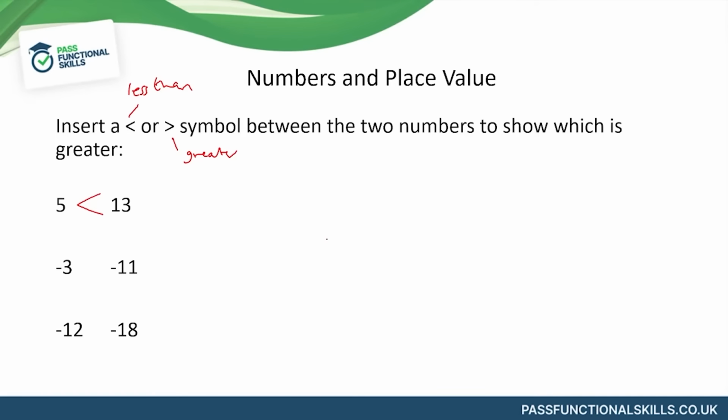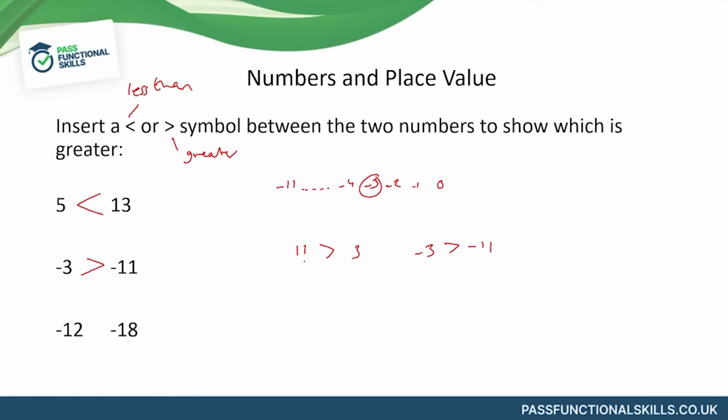Okay, right, for the next one we might want to do a number line. So 0, -1, -2, -3, -4. Keep going, we're going to get to -11. Well, we can see that -3 is greater than -11. So minus 3 is greater than minus 11, or alternatively look at 11 and 3. 11 is bigger than 3, so therefore minus 3 is greater than minus 11.